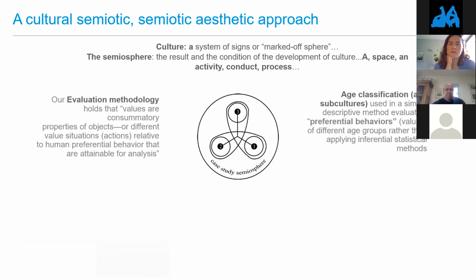Our evaluation methodology holds also due to Morris' understanding that values are consummatory properties or objects of different value situations, actions, relative to human preferential behavior that are untenable for analysis. Age classification in our evaluation experiment is a simple descriptive method for evaluating preferential behavior values of different age groups rather than applying inferential statistical methods. By choosing these options, we are more focused on the semiotic and philosophical analysis of the inferences drawn from the semiotic analysis of data.